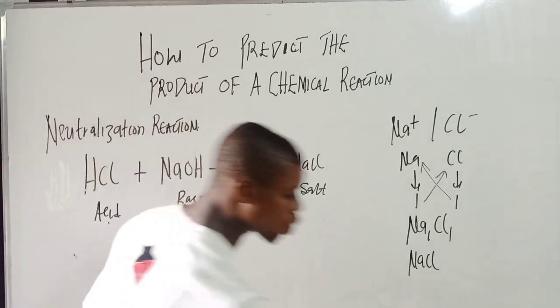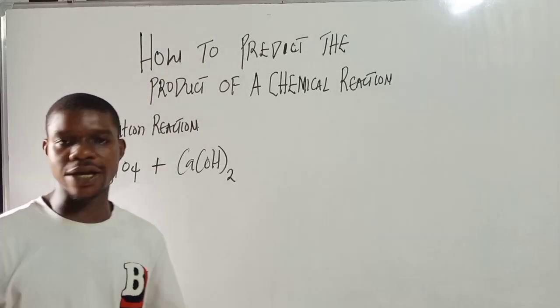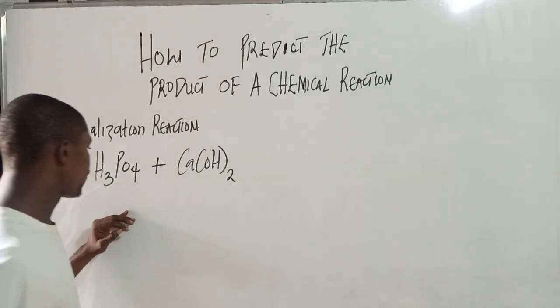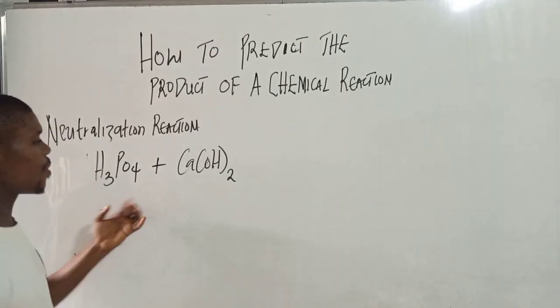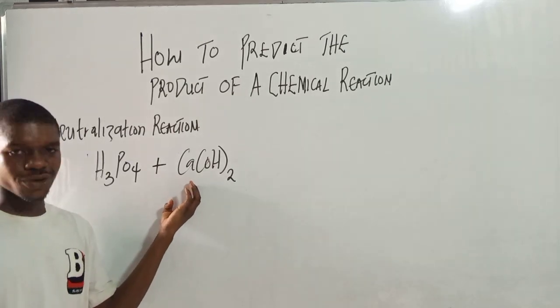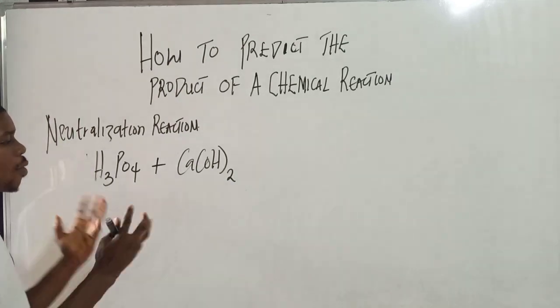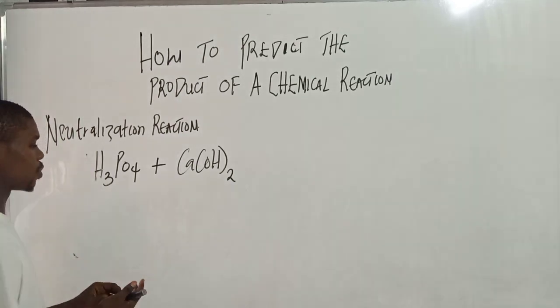So now let's go to the second question. Now let's look at the second one. Here we got phosphoric acid. Phosphoric acid. Then you have calcium hydroxide. Calcium hydroxide. So when they combine together, what will be their products?